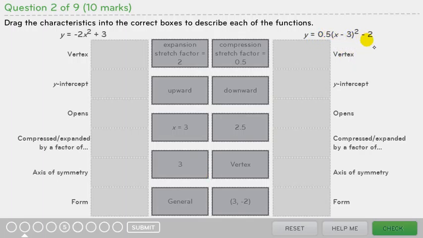The next equation is clearly in vertex form, which means that it would have a vertex at 3 and negative 2. Next, because this equation can be thought of as being in general form, we know that the y-intercept is at 3.